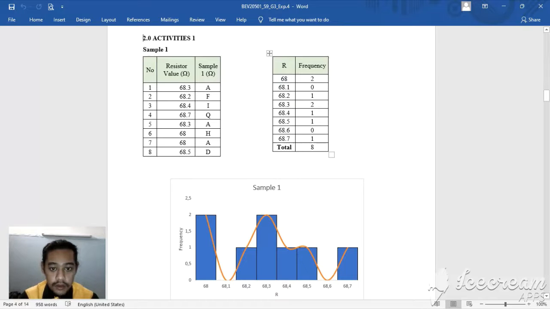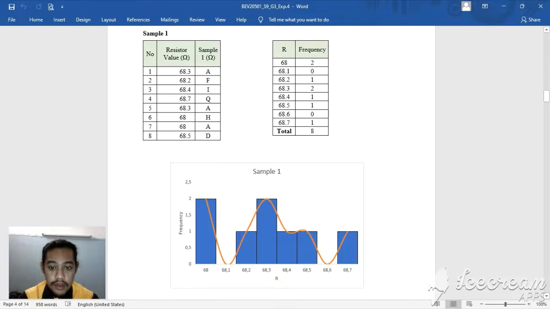So here is the table of the frequency of the resistor value. We have frequency of 2 of 68, 9 of 68.1, 1 of 68.2, 2 of 68.3, 1 of 68.4, also 68.5, 9 of 68.6, and 68.7. We have only one frequency, so total of the frequency is 8. So for this table, we have to use in the graph.